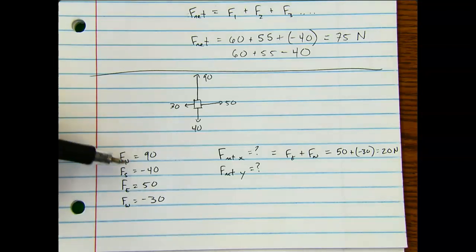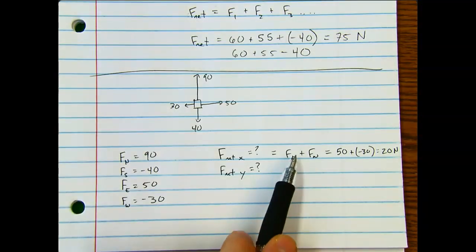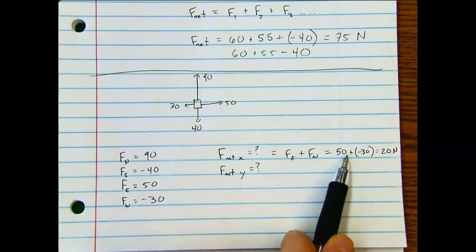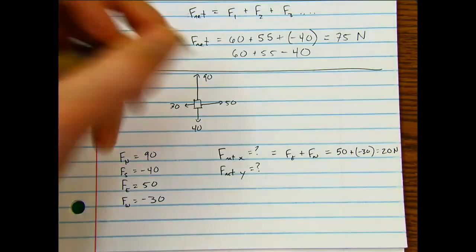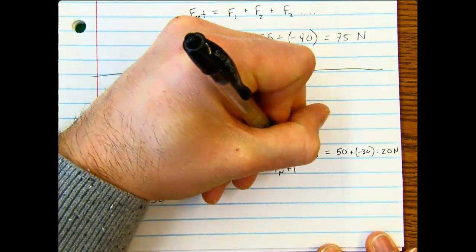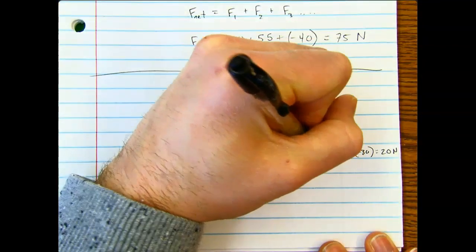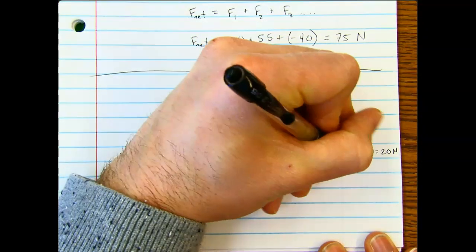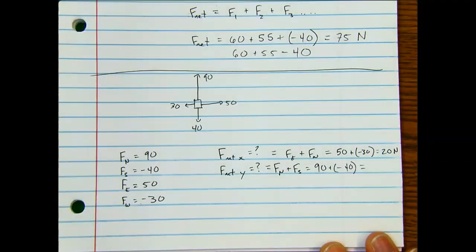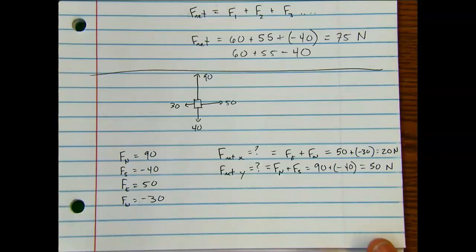All right, so we looked at our knowns, we looked at the unknown, we thought about what equation we're going to have to use, we substituted our numbers, and then we solved. Same thing for the y direction. We're going to do north plus south. That's going to be 90 plus a negative 40. And that's going to come out to 50 newtons. All right, and that's it.